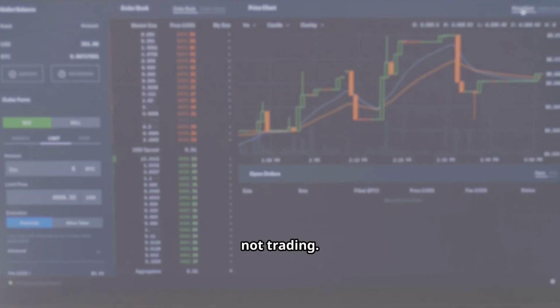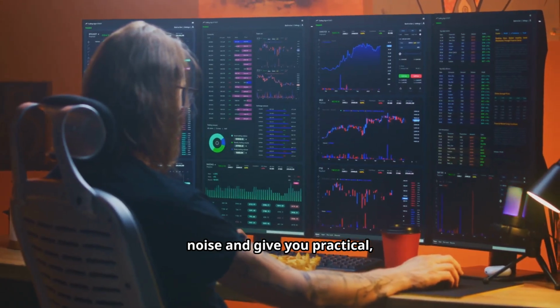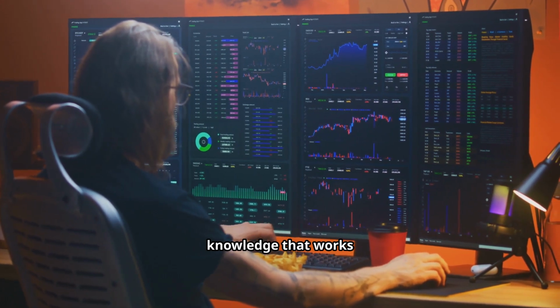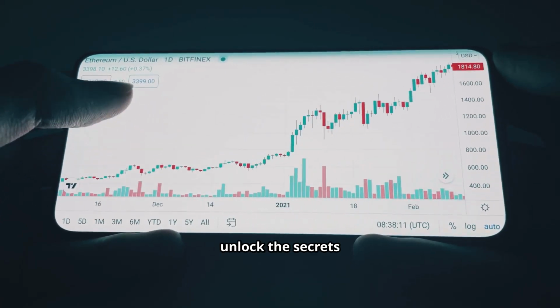Gambling, not trading. Our mission at New Blueprint FX is to cut through the noise and give you practical, no-nonsense knowledge that works in the real world. So, are you ready to unlock the secrets of the market?